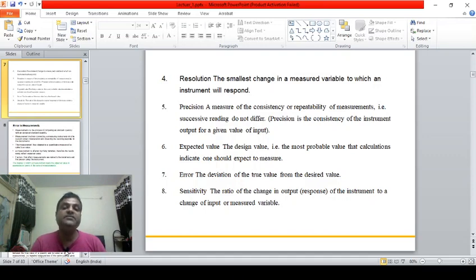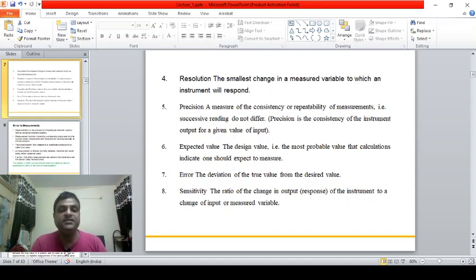Error: the deviation from the true value and the desired value. The true value is something, and the desired value is the actual expected value. But in the measurement we get some different value. So the difference of the desired value minus the true value is called the error.